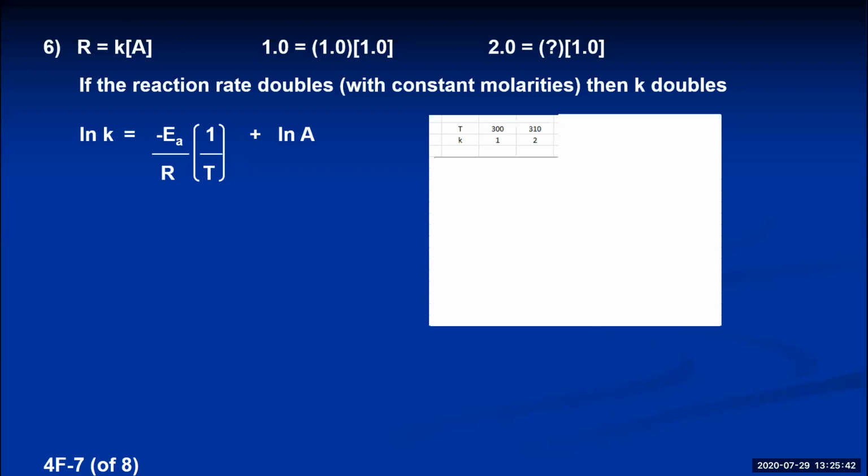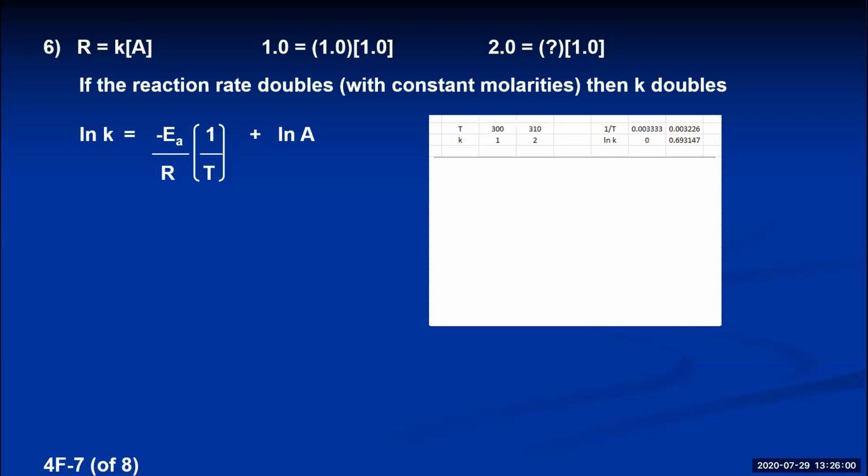Now, I'm going to need to make a graph of the natural log of k versus the reciprocal of the temperatures. So let me calculate what those are so I can actually graph them. The reciprocals of the temperatures I have here are 0.003333 and 0.003226.